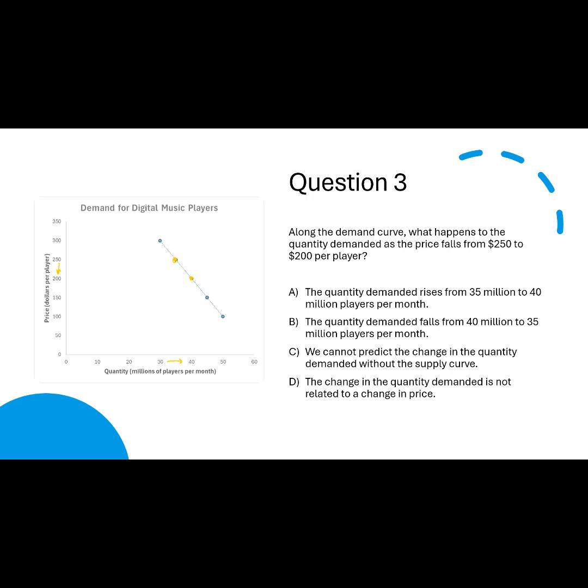So that one actually looks like it's going to be correct. So A is most likely correct. B, the quantity demanded falls from 40 million to 35 million. We know that is wrong. C, we cannot predict the change in quantity demanded without the supply curve. That's also incorrect. And D, the change in quantity demanded is not related to a change in price. That is also incorrect.